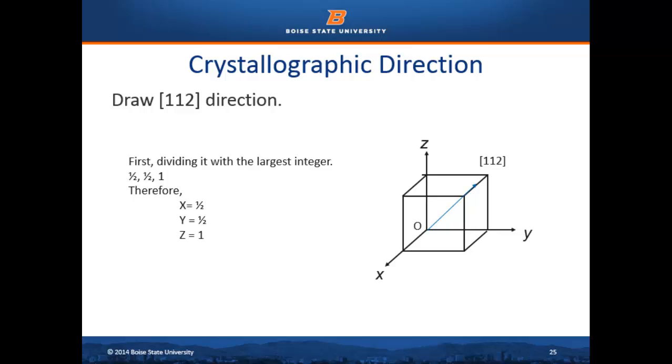And now it's problem time. We have to draw the direction [1 1 2]. First, we need to divide the numbers by the largest integer. For our example, we have 1, 1, 2, so we are going to divide by 2, and then we get 1/2, 1/2, 1. Then we mark the origin on the cube, then move 1/2 on x, 1/2 on y, and 1 on z. Joining the origin and the final point is pretty easy to do.